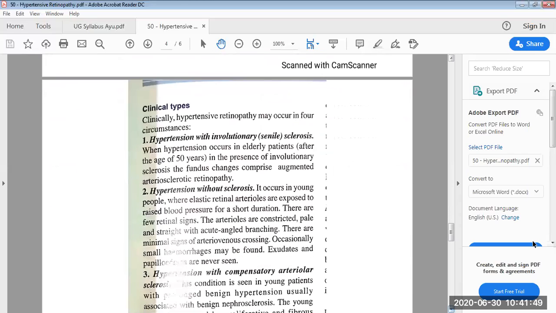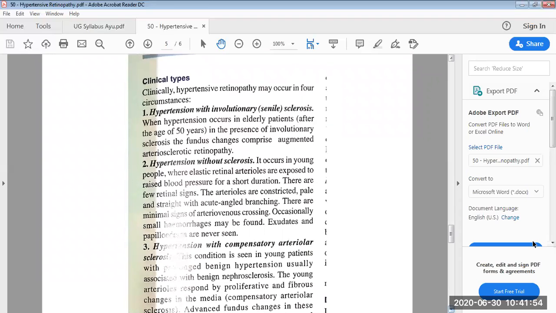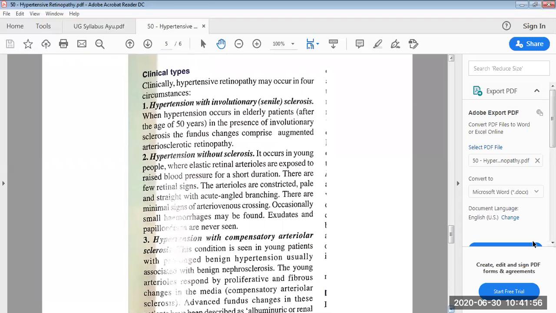Then, what are the clinical types of hypertensive retinopathy? Clinically, hypertensive retinopathy may occur in four circumstances. First is the hypertension with involutionary or senile sclerosis. When hypertension occurs in elderly patients after the age of 50 years in the presence of involutionary sclerosis, the fundus changes comprise the augmented arteriosclerotic retinopathy.